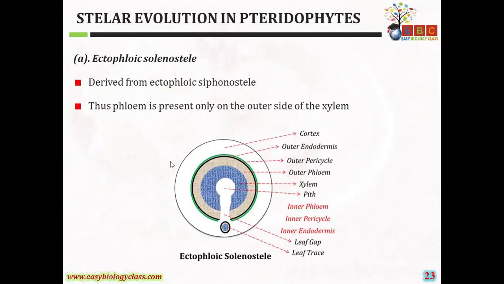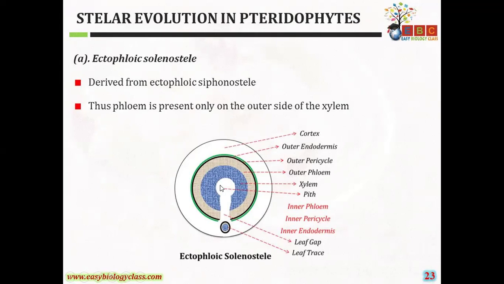Ectophloic, just as I told you, the phloem will be towards the external position of the xylem. So this is the xylem, the blue colored one, and this is the phloem surrounded by the pericycle and the endodermis. And what is the difference here? The central pith region you can see.